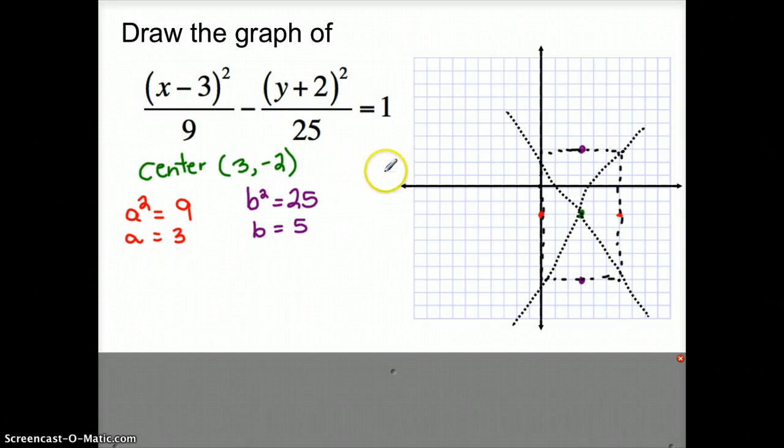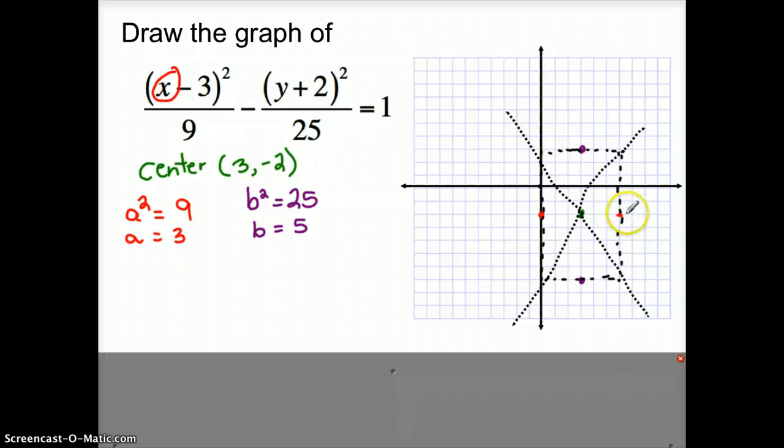Now you have to decide where the hyperbola is actually going to be. You have a couple choices. It can go this direction where the purple dots end up being the vertices, or it can go this direction with the red dots. How you tell is you come over here and see which variable is first. You say, oh, the x is first, so that means the transverse axis is horizontal.